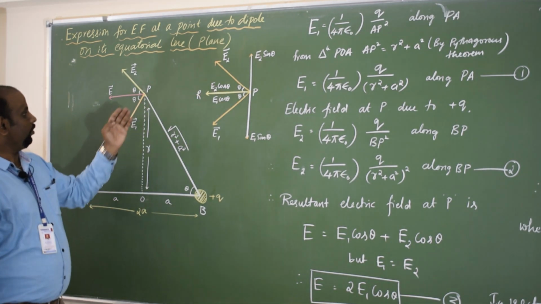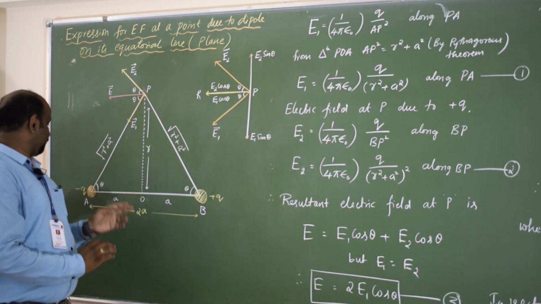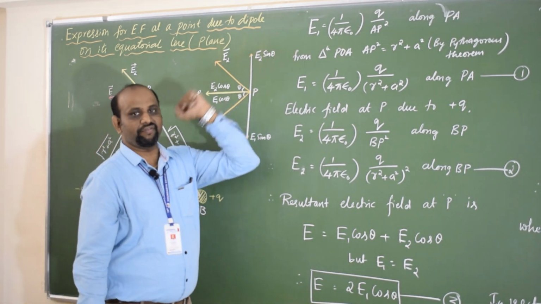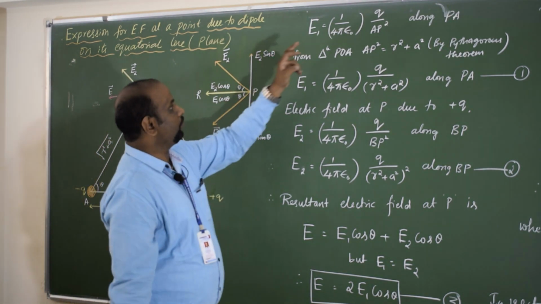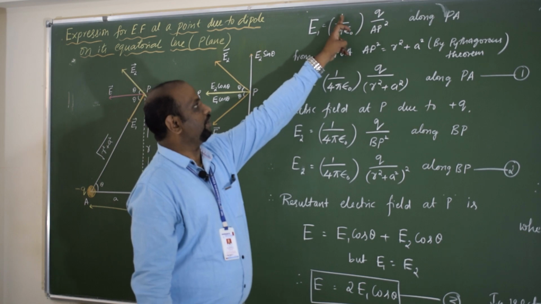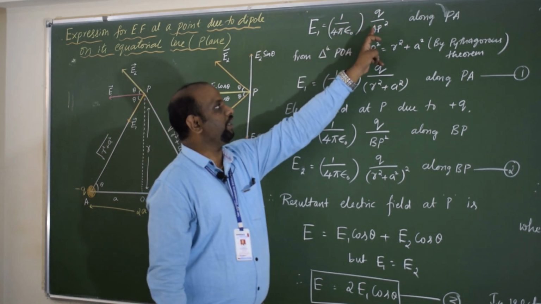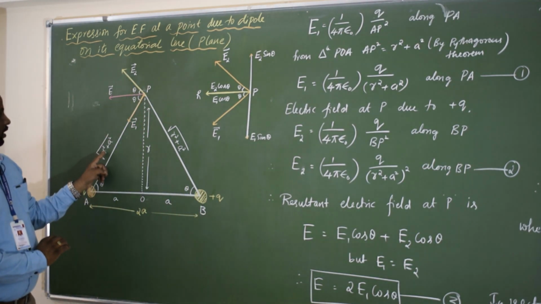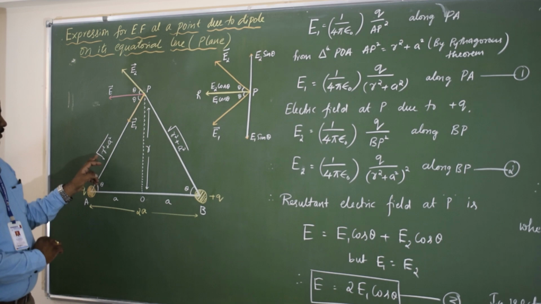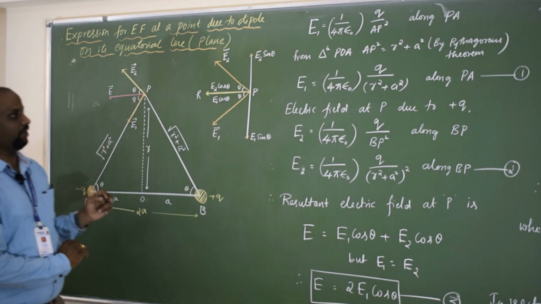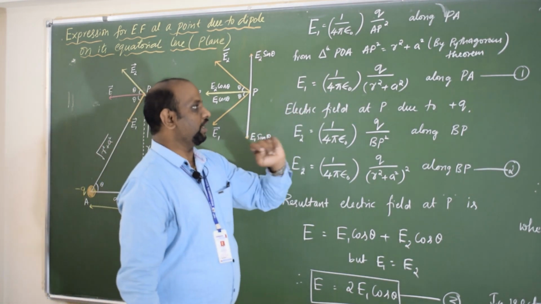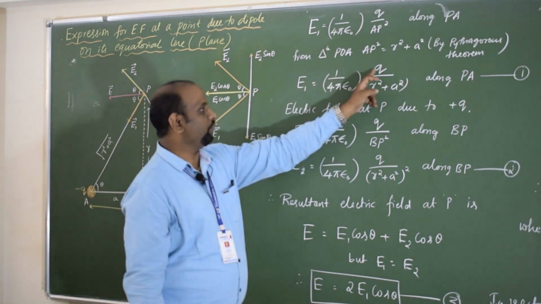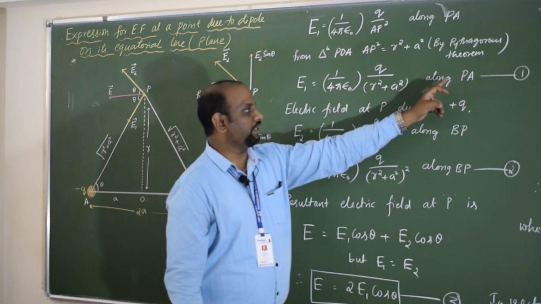Okay, now we need to find the electric field at the point P due to the negative charge as well as the positive charge. E1, the electric field at the point P due to the negative charge, is given by 1 by 4 pi epsilon naught Q divided by AP square. What is the AP square value? AP square value is R square plus A square, because AP is square root of R square plus A square. Then E1 is equal to 1 by 4 pi epsilon naught Q divided by (R square plus A square), acting along PA.